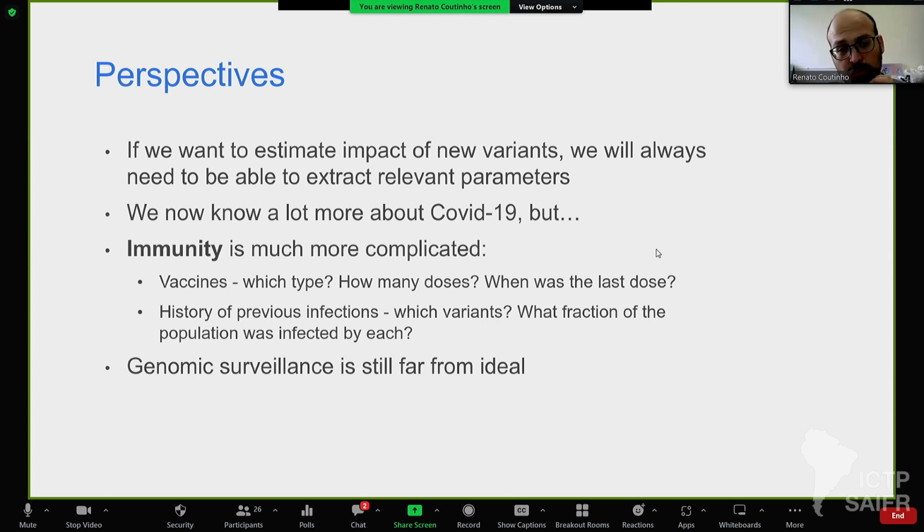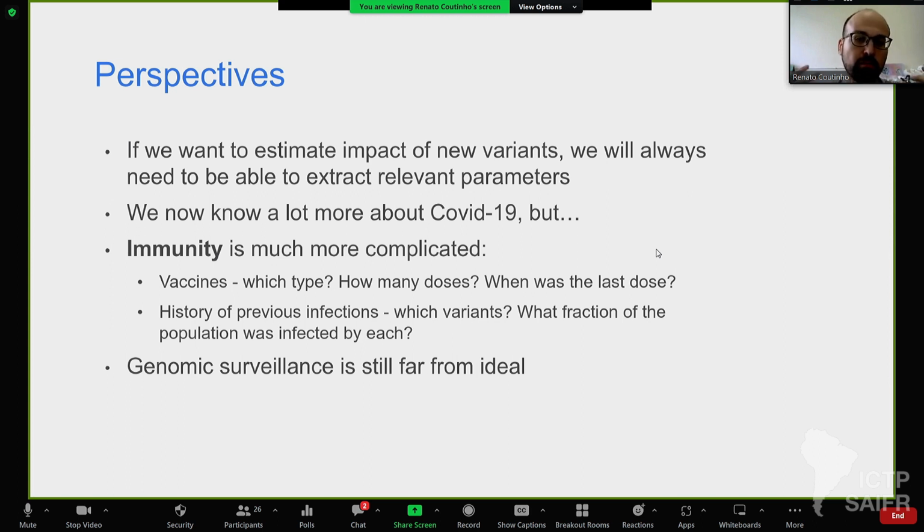Of course, if we want to estimate the impact of new variants, the two main parameters, or maybe three main parameters, that will always be needed are always the same. We need to know how transmissible the new variant is. We need to know if it is able to evade immunity, so it's able to reinfect people that had already had the disease, and we also need to be able to assess the potential for hospitalizations as well. How severe the disease is going to be.